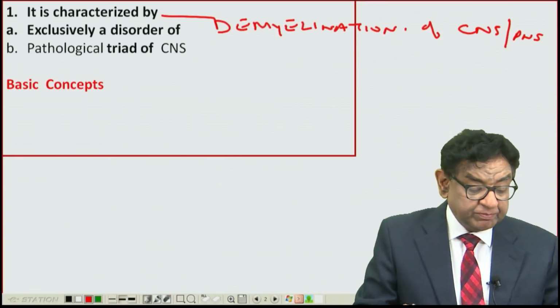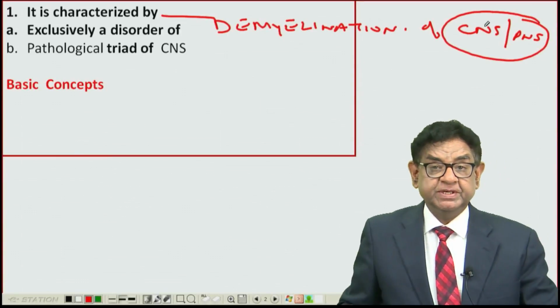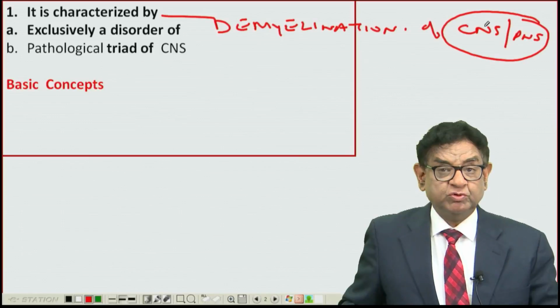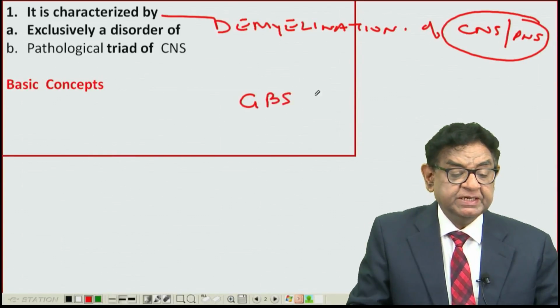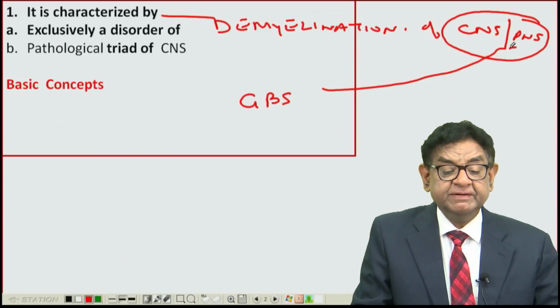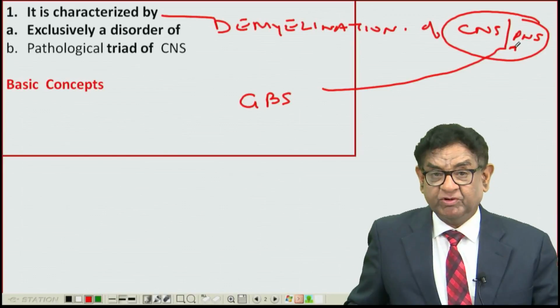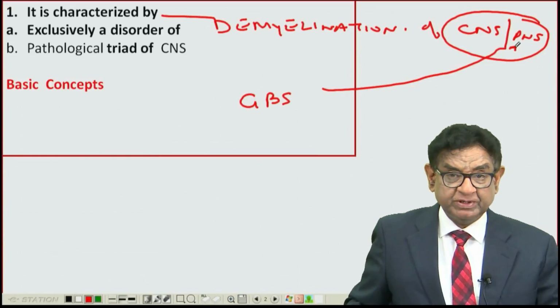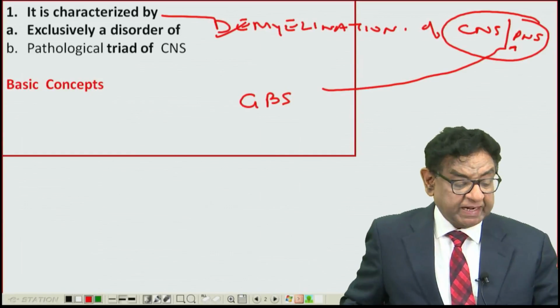Now, one more thing, why am I laying stress on this word? Because we have one disorder called Guillain-Barré syndrome, what we call GBS, that primarily involves the peripheral nervous system. Guillain-Barré syndrome usually doesn't involve the CNS. That's one point that you have to understand right now. Remember, in both diseases, the basic pathology is demyelination.